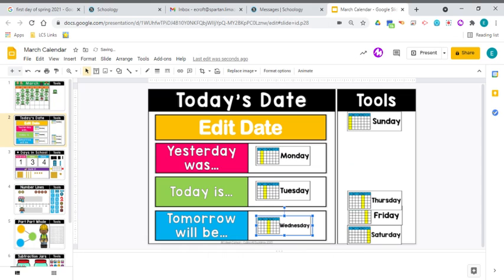We've been talking about present tense and past tense verbs, and that's what we're talking about here too. Yesterday was Monday. That happened in the past. Today is Tuesday, and tomorrow will be Wednesday. Remember that future tense had that will, will be Wednesday.